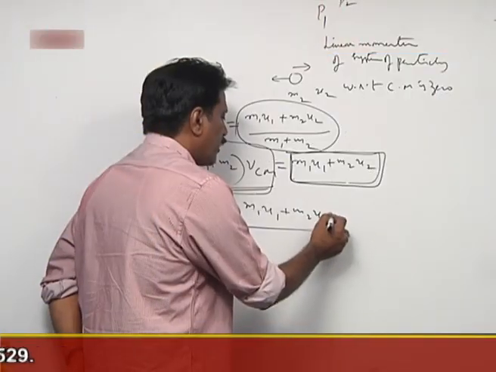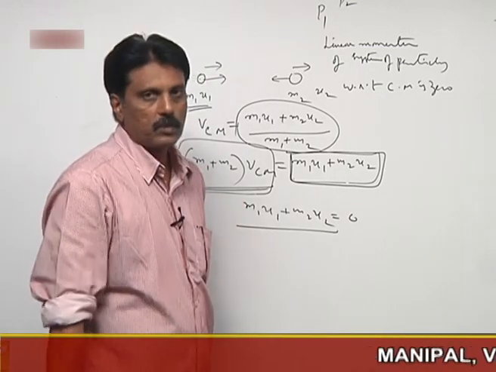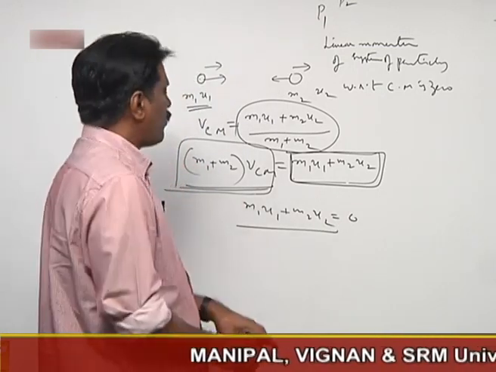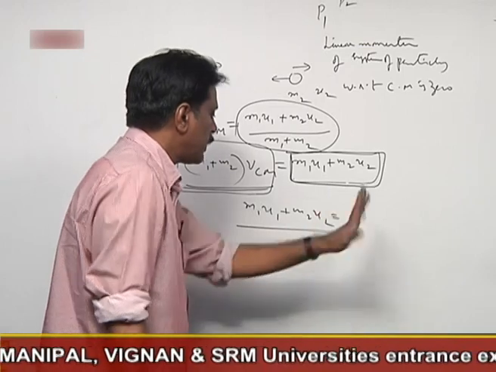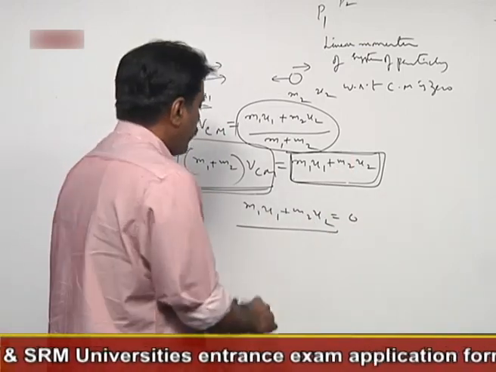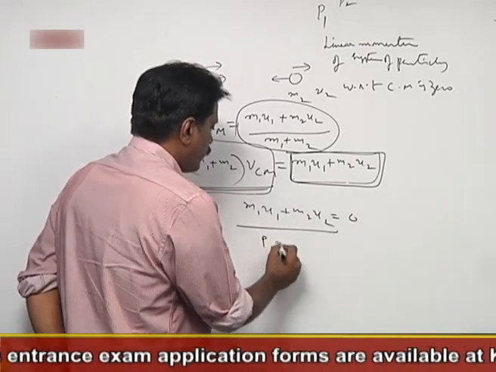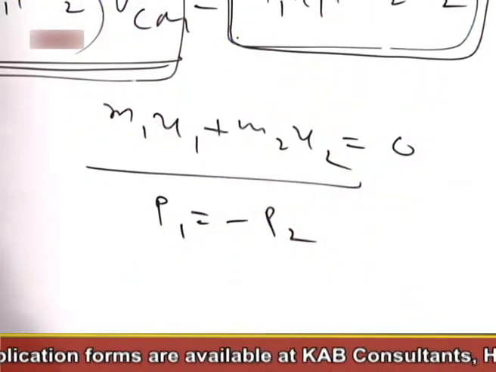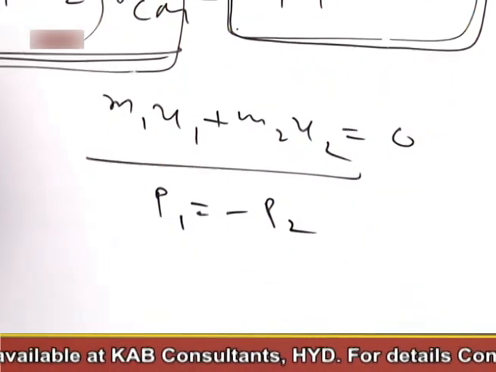With respect to the center of mass, this must be equal to 0. In the center of mass reference frame, the total momentum of the two particles is equal to 0. That means P1 is equal to minus P2.